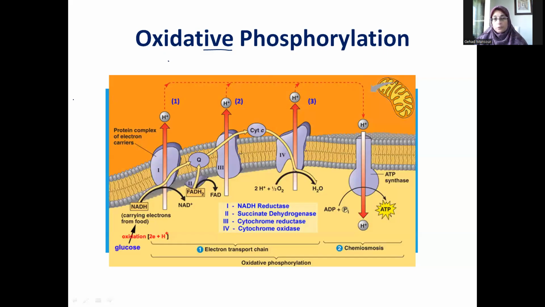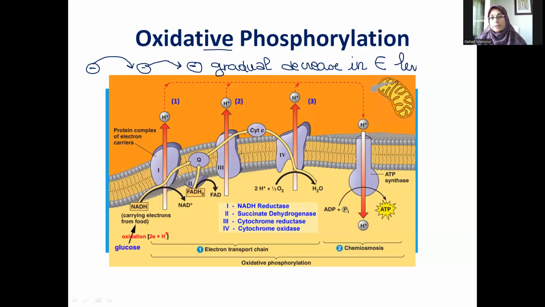So upon transfer of electrons, if this is an electron, it is moved to the second electron carrier, and the second electron carrier will move it to the third electron carrier. As we said, electrons are being transferred at gradually decreasing energy levels, meaning that every electron carrier will receive the electrons at a lower energy level. And if this occurs, then there will be release of energy.